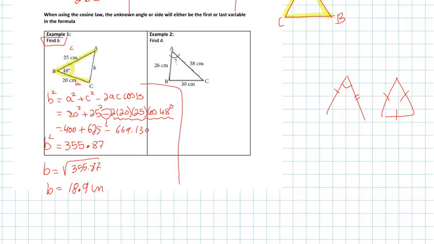Now, what do I have here? I have the 3 sides, and it's asking me to find what? Angle A. So which formula are you going to use? Cosine. Let's name this. So cos A equals B squared plus C squared minus A squared over 2BC. Knowing how to use your calculator properly is very important here.